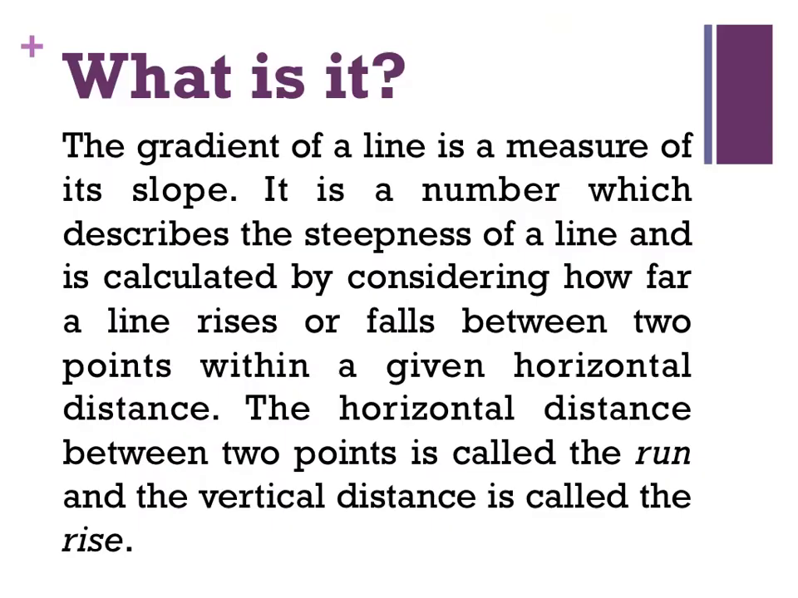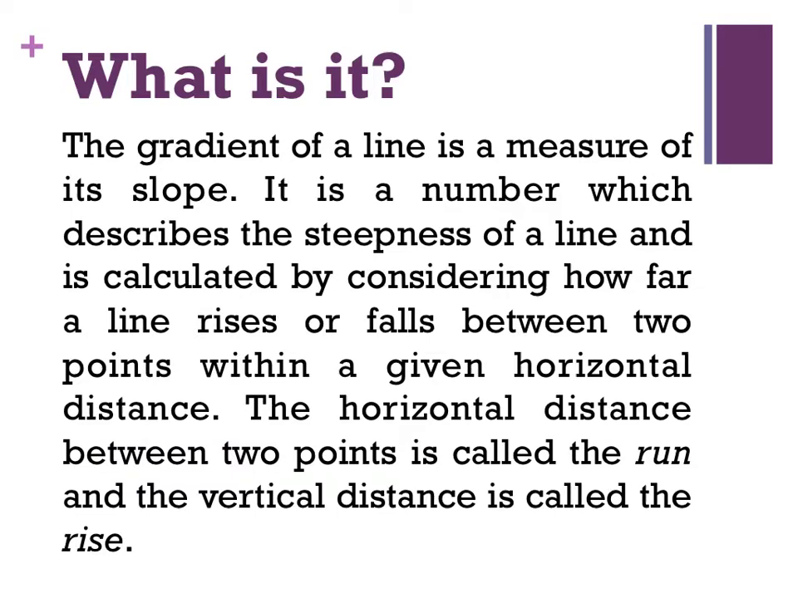So the gradient of a line, you need to write this down, is the measure of its slope. How steep is a line? You'll notice when you've been drawing some of these, some lines have been steeper than the others. Today we're going to work out how we actually express that steepness in mathematical terms. It's a number, like I just said, which describes the steepness of a line, and it's calculated by how far a line rises, so how far it goes up, or falls between two different points on a given horizontal axis.